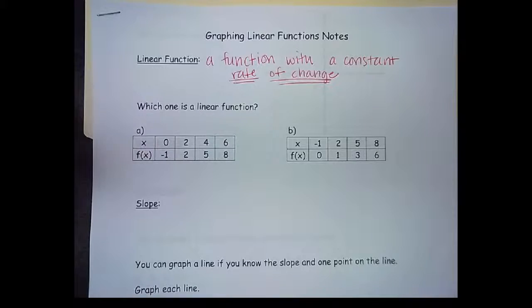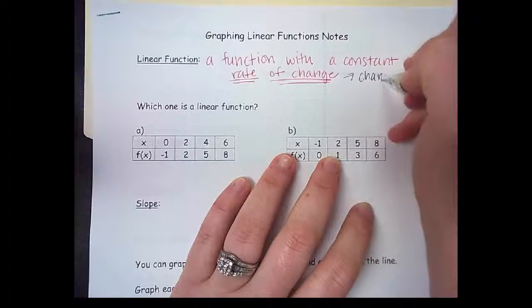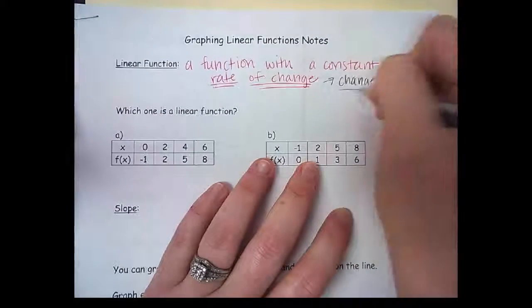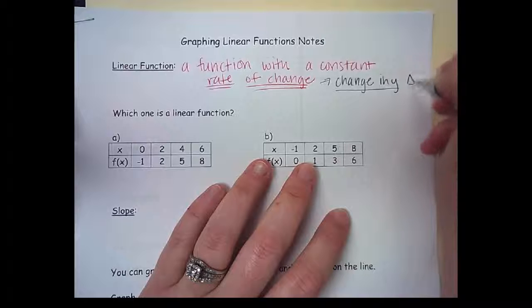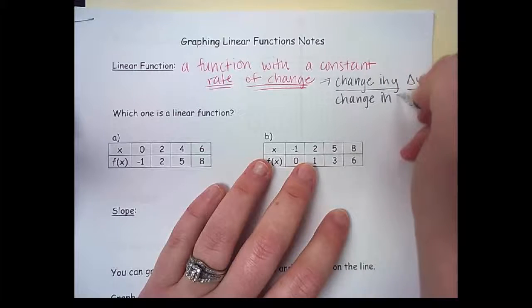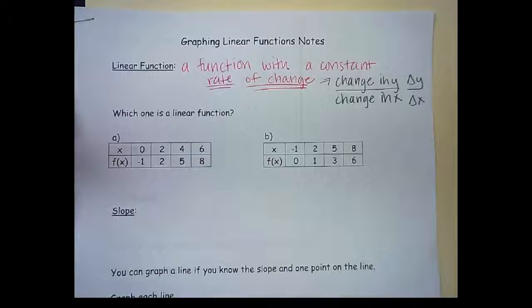Okay, and that rate of change is change in y over change in x, which is also known as what? Yes, delta y over delta x. Well, what's our word for that? Slope. There we go. Change in y over the change in x, or delta y over delta x. They don't usually use delta in algebra 2. Sometimes in calculus.